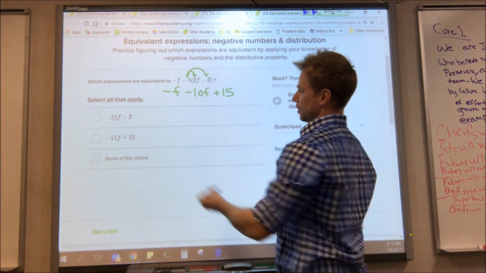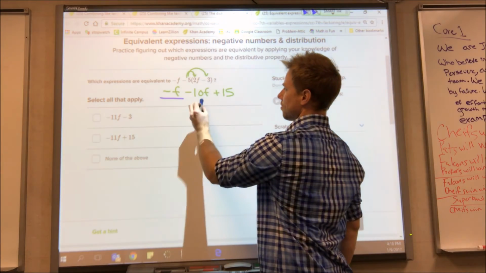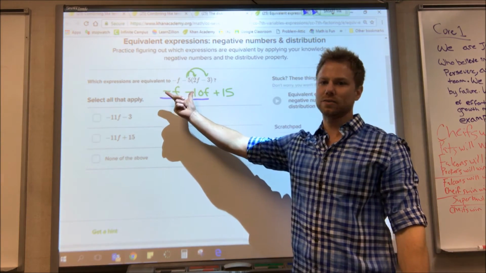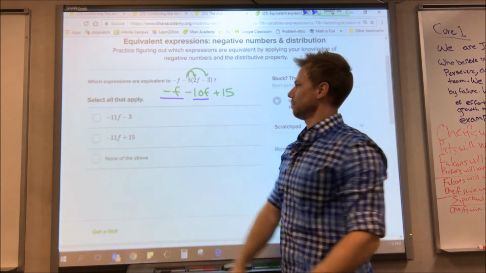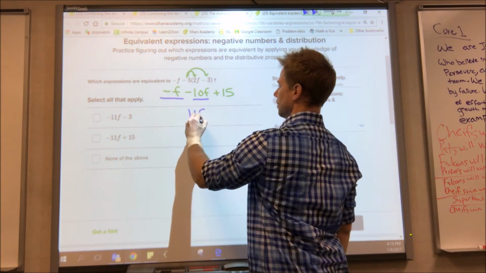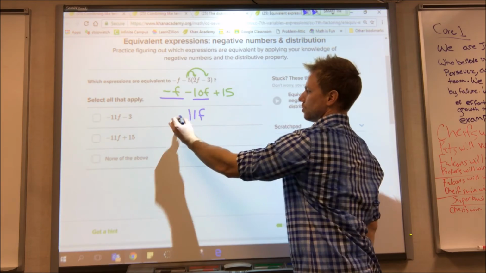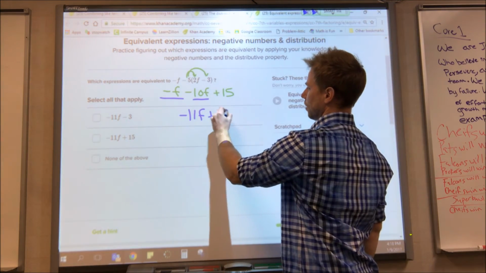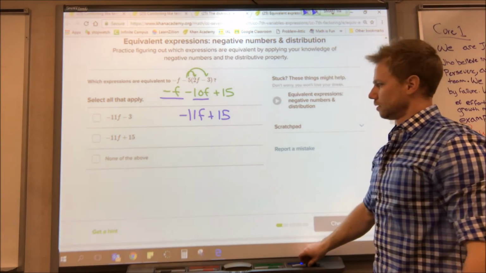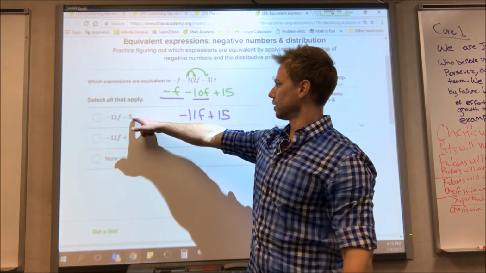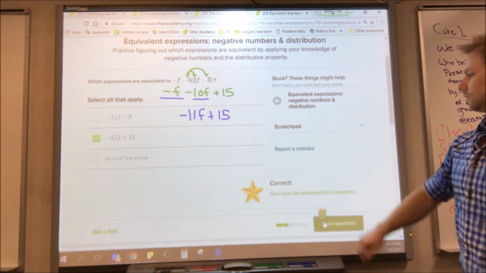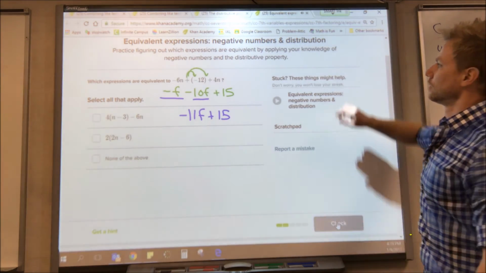Now we have some like terms. A -1F, a -10F. They're like signs, so we would add them. 10 and 1 makes 11F. Keep the original sign. It's a -11F, and then plus 15. So it does not match the first one because it's only a 3. It does match the second one. That is our answer.